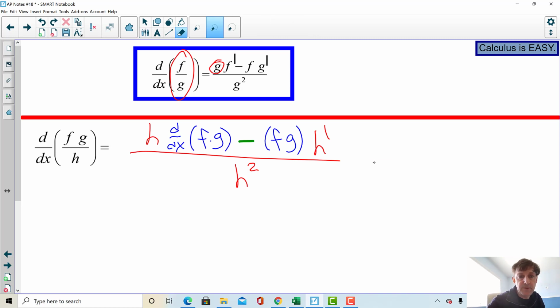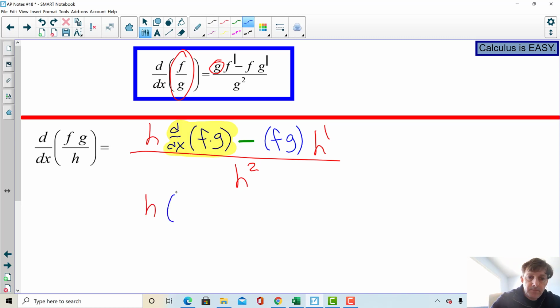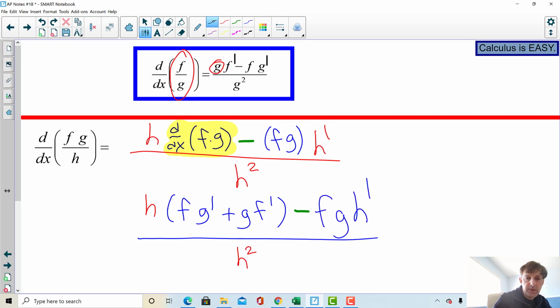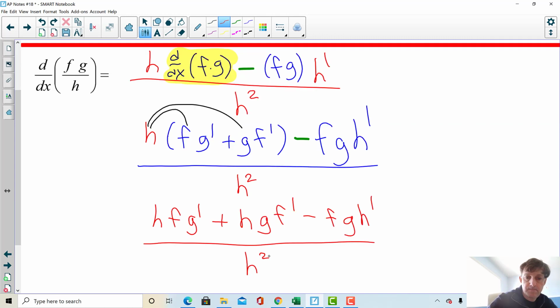Okay, let's do some simplifying. I need to figure out this derivative right here. That derivative is going to be f g prime plus g f prime. Again, the order doesn't matter. You could do f prime g plus g prime f. Okay, let's write the rest. I just want to distribute this h on both pieces and then I'll be done. And that's it. That's our final answer.